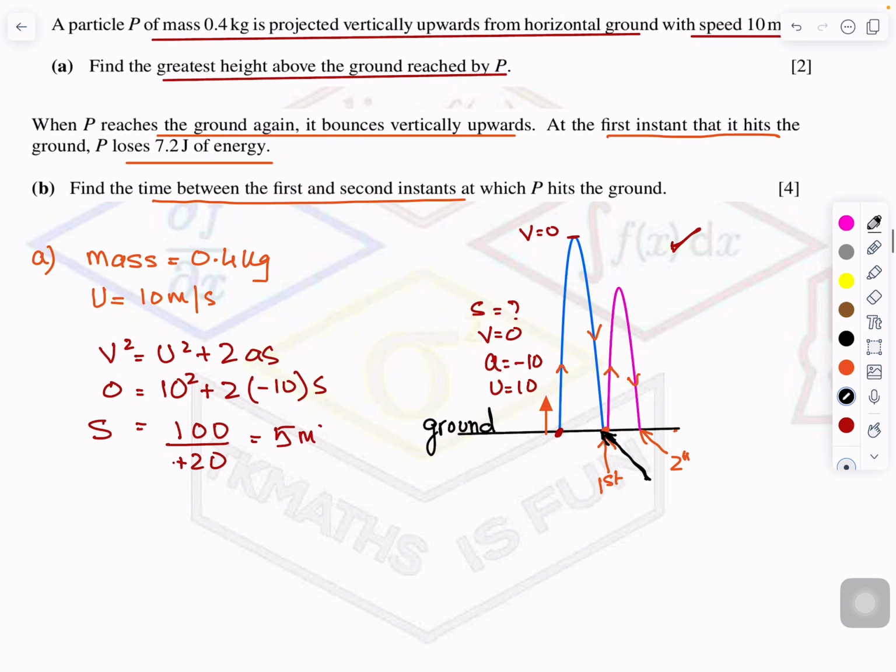Okay, so how will I find out the velocity at this point when it was the first hit? A hint is given to you here. There was a loss of energy of 7.2 J. Now the point to remember is, because we are talking about the same ground, there is no part of the potential energy, right? Because we are on the same level. Whereas kinetic energy will play a role here. Why? Because the velocity with which I threw the particle up is 10, and the velocity with which it will hit the ground will be different. So that is the loss of energy, right?